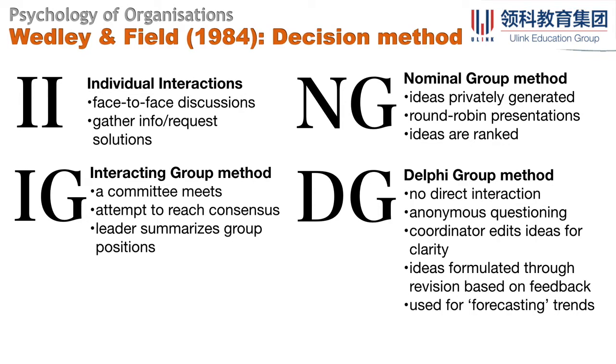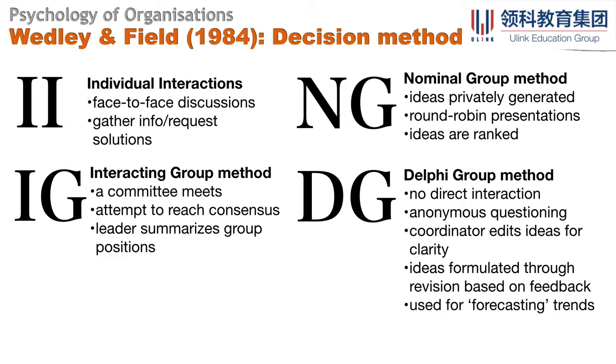Or you could do something more sophisticated or less obvious, which is called the nominal group method, where you nominate people to give ideas in a round-robin fashion. And then those ideas are ranked at the end of the presentations.